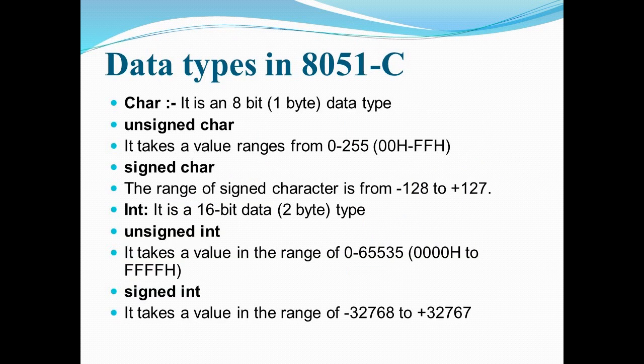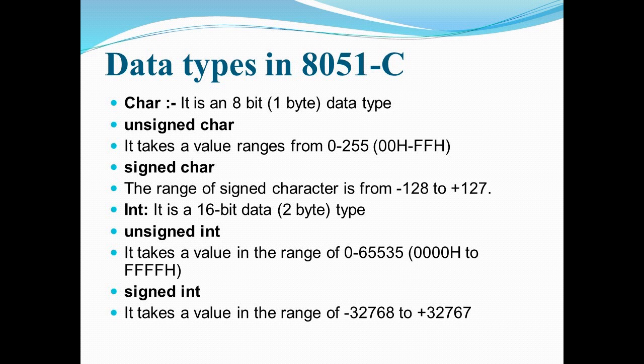Now let us look at the different data types that are available in embedded C. Data type means the type of data that we are going to use. The data can be 8-bit, 16-bit, or 1-bit. In C language, the first data type is char. Char is an 8-bit data type, so we can store an 8-bit value into a char data type.